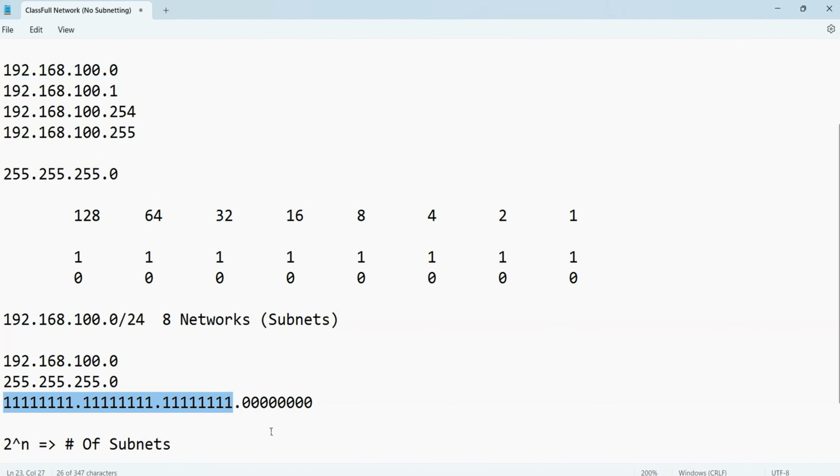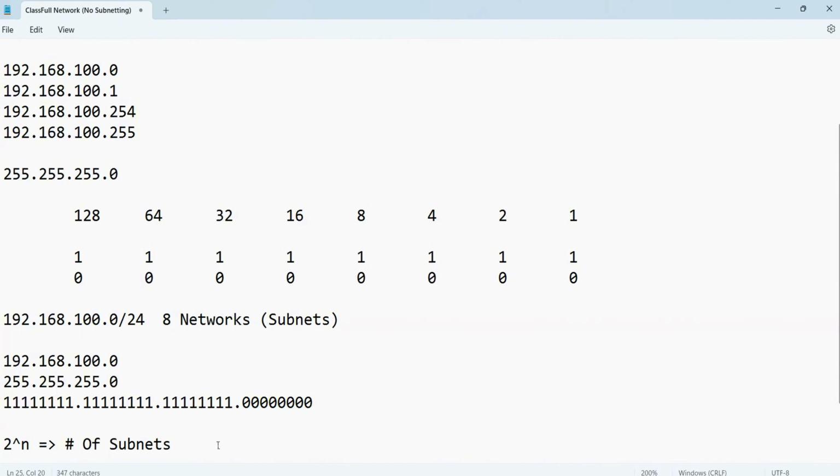I only can mess around with the host octet. So whenever you're doing subnetting, you are messing around with the host portion. You are borrowing bits from the host portion. That's where you're actually getting this from. So for example, what is the value of this? 128, 64, 32, 16, 8, 4, 2, and 1.